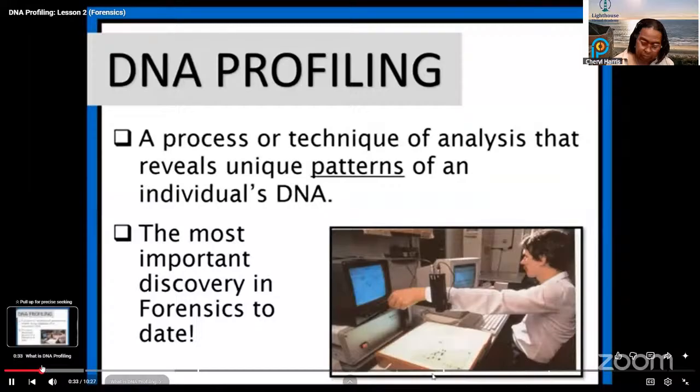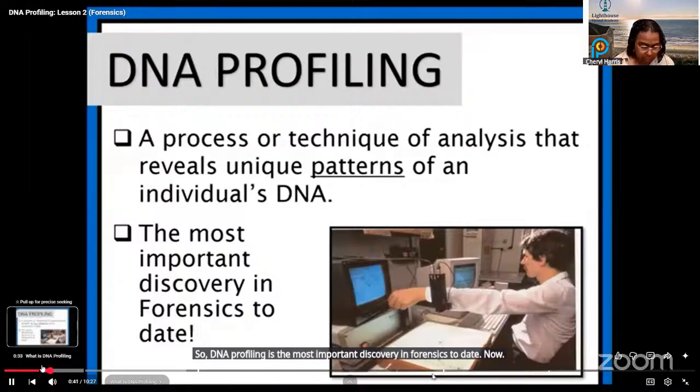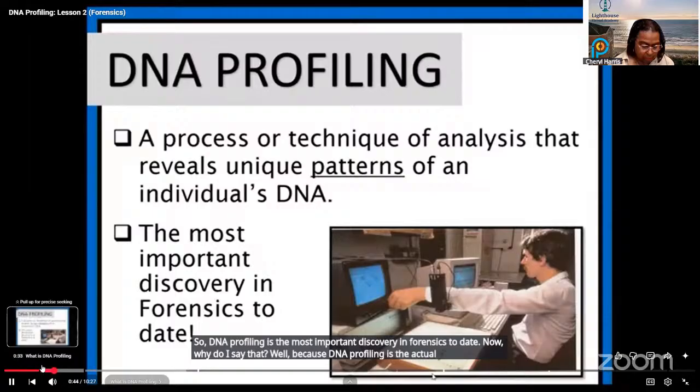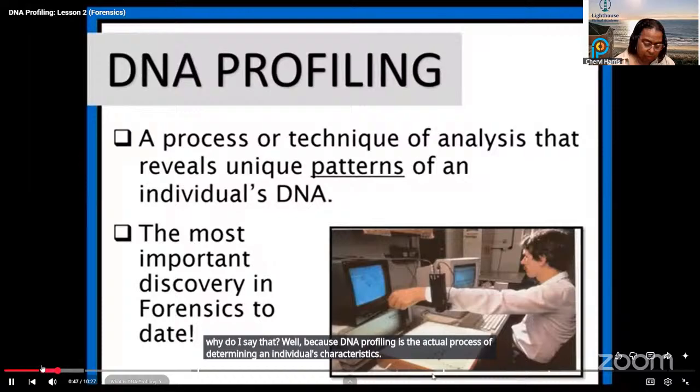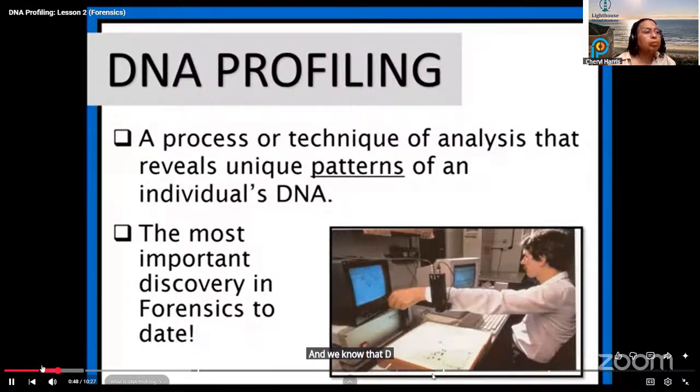So DNA profiling is the most important discovery in forensics to date. Now, why do I say that? Well, because DNA profiling is the actual process of determining an individual's characteristics. And we know that DNA, except for identical twins, is unique to each person.